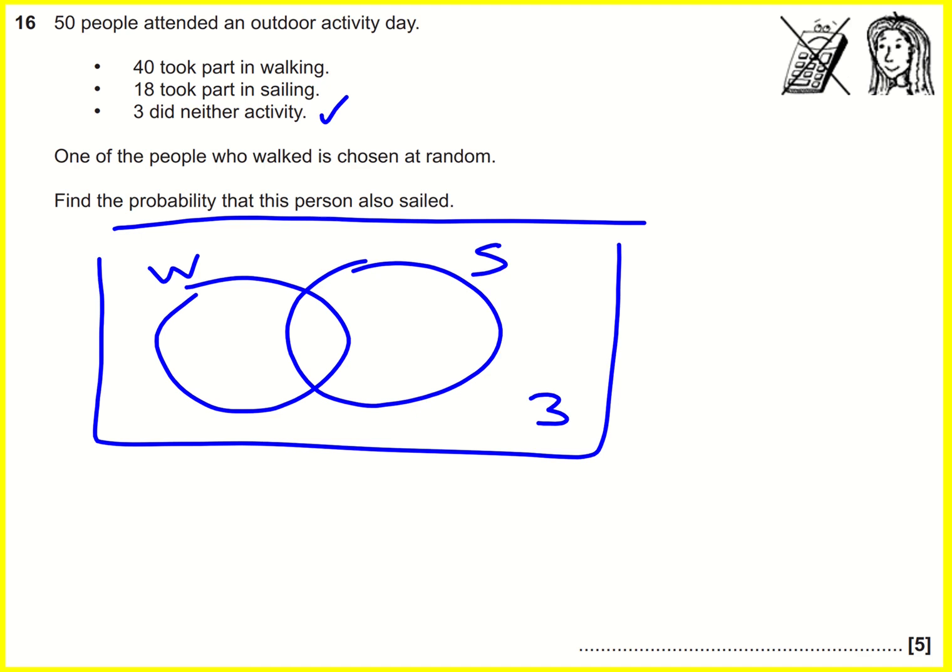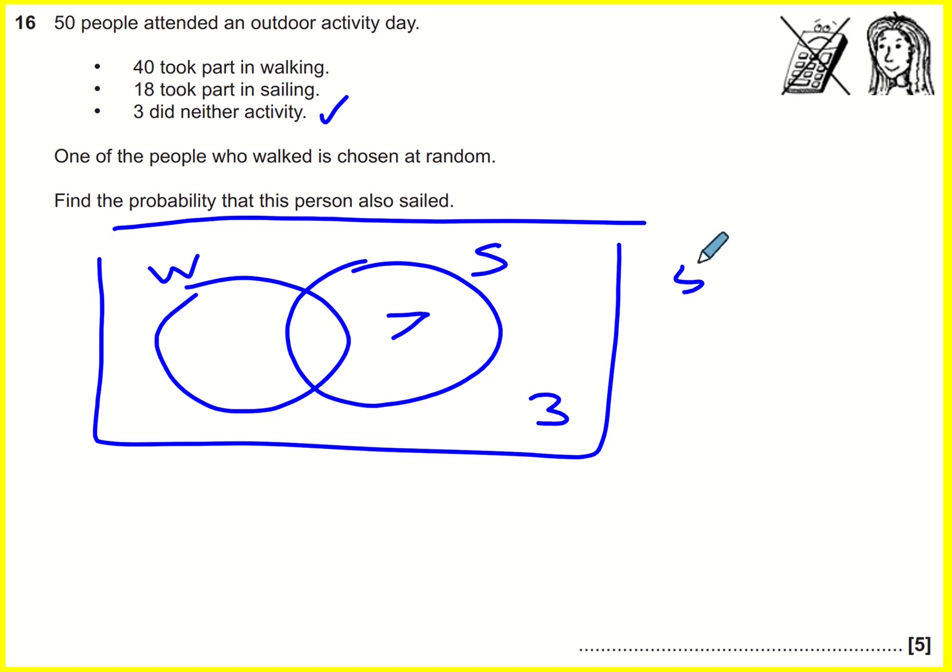18 took part in sailing, and then 40 took part in walking. I think I might deal with the walking bit to start with. So I know that I've got 40 people in this whole region, but I don't know how many go on the left and how many go on the right. But I do know that that's going to leave me with 10 people. And so this has got to be 7.